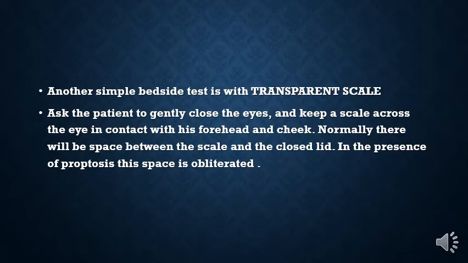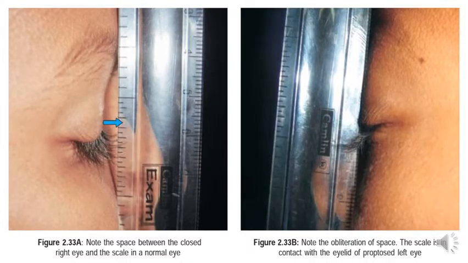Another simple bedside test is with the transparent scale. Ask the patient to gently close the eyes and keep a transparent scale across the eye in contact with the forehead and the cheek. Normally, there will be a space between the scale and the closed lid, but in the presence of proptosis, there is no space. You can see the obliteration of the space here. The scale is in contact with the eyelid of the proptosed eye.